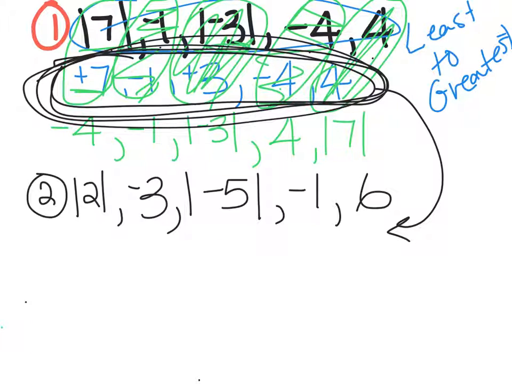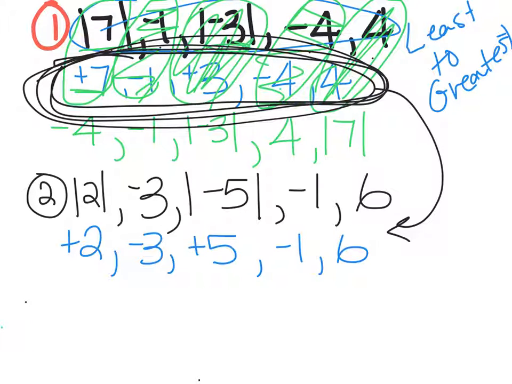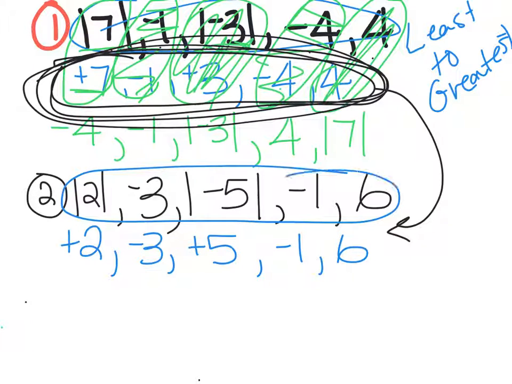Okay, so you should have the absolute values done. So the absolute value of 2 is positive 2. Negative 3 stays the same. The absolute value of negative 5 is positive 5. Because remember, absolute value is always positive. Negative 1 stays the same, and 6 stays the same. Now we're going to order them from least to greatest, going back into the original forms, okay? So let's go ahead and order them from least to greatest.